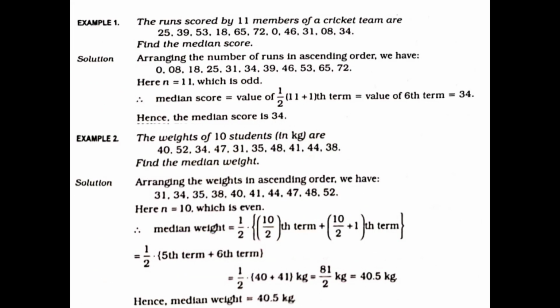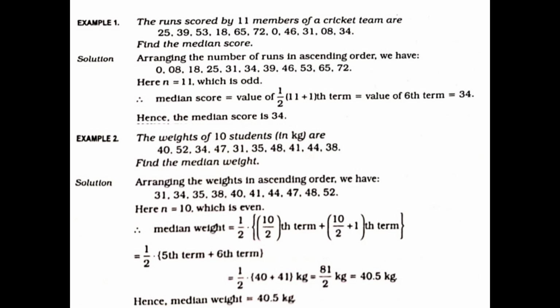First example: the runs scored by 11 members of a cricket team. They have already told us there are 11 members, and 11 is odd. First we need to arrange the number of runs in ascending order. Here n is equal to 11. So 11 is odd, right?